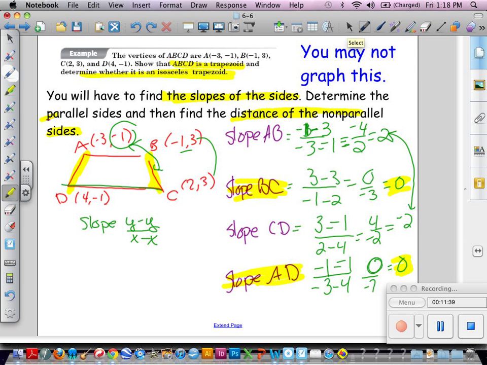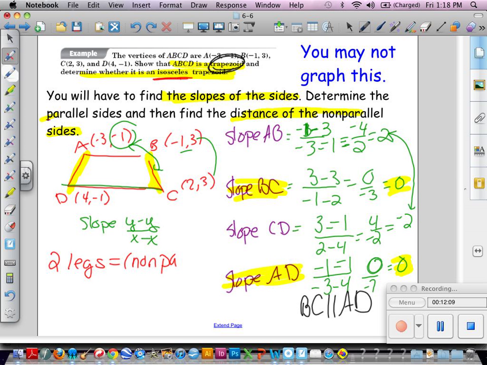I've got BC parallel to my AD. Now, I do have my trapezoid. That's what they asked me. Now I've got to do isosceles, so I need to check for 2 legs equal. These are the non-parallel sides, right?